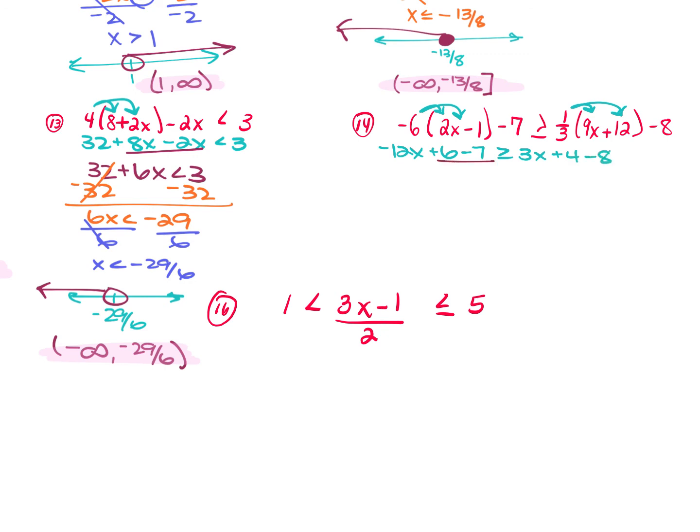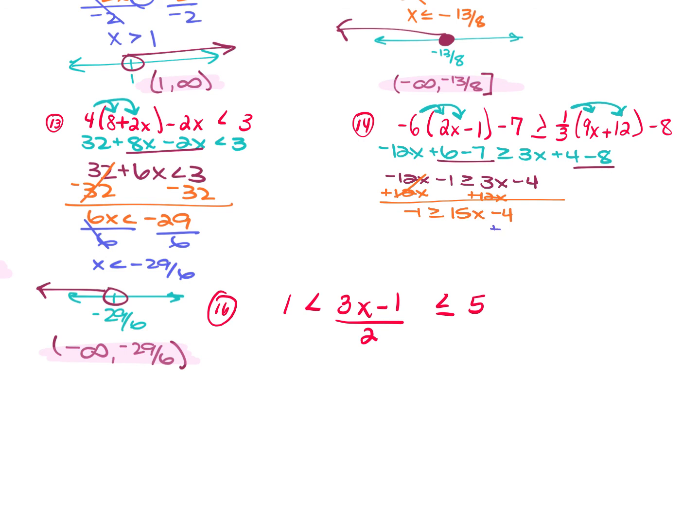Combine like terms on each side. That's 6 minus 7 gives us negative 1. So that's negative 12x minus 1 is greater than or equal to 3x. The 4 minus 8 is negative 4. If it was me, I would move the 12x over by adding it to both sides, just so that way my coefficient is positive. So it gives me negative 1 is greater than or equal to 15x minus 4.